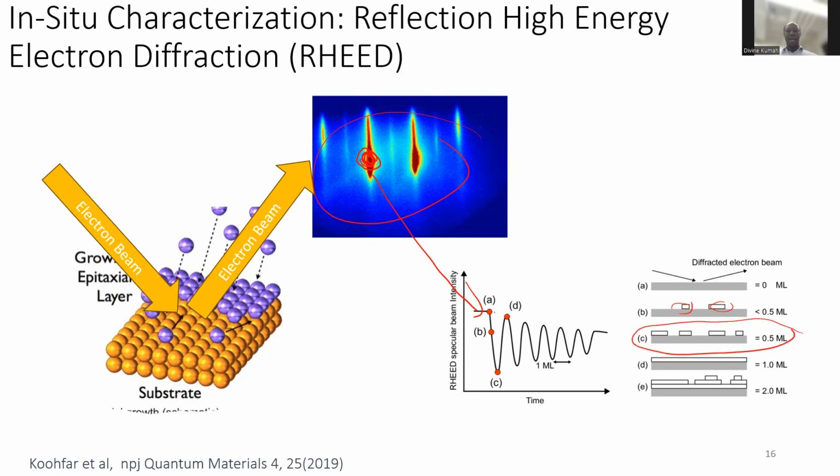So when you get to about halfway coverage, it's almost like you're trying to reflect light off of a very rough mirror. That leads to a really low intensity. And the intensity comes back up when you form a complete layer. So using this technique, every oscillation here corresponds to the growth of a single atomic layer of the material. And we can very precisely monitor the layer-by-layer growth using this in-situ electron diffraction technique.